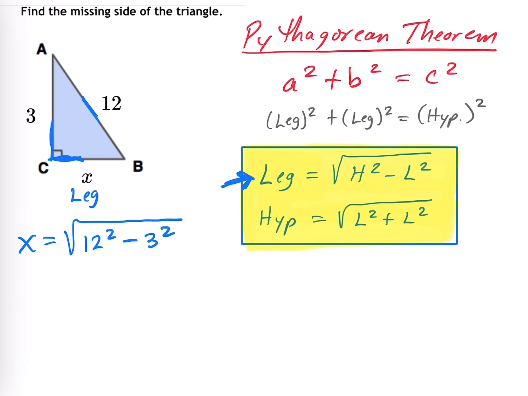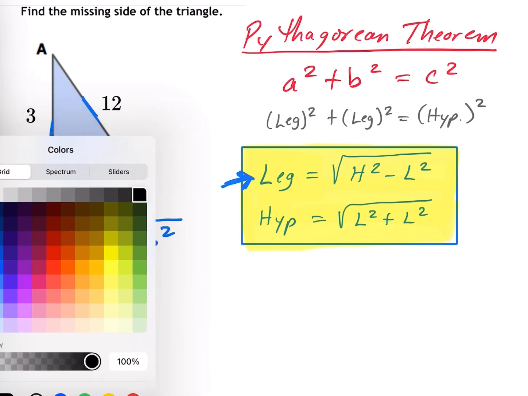Then from there, if you put 12 squared minus 3 squared in your calculator, you're going to get an answer of 135. Now, yes, you could just type it all in one statement and get the decimal answer, but we want to get the exact answer first. So this comes out to the square root of 135. Now the question is, what does that square root break down to?